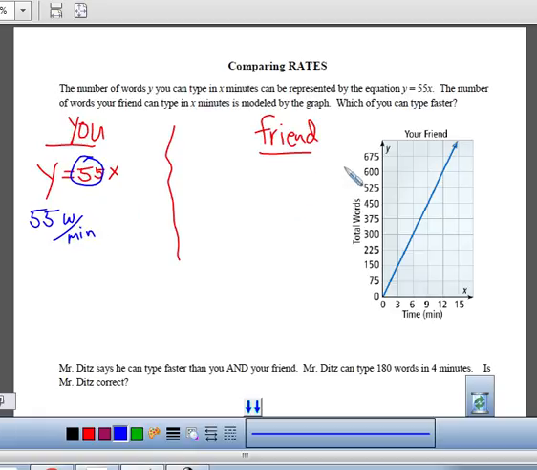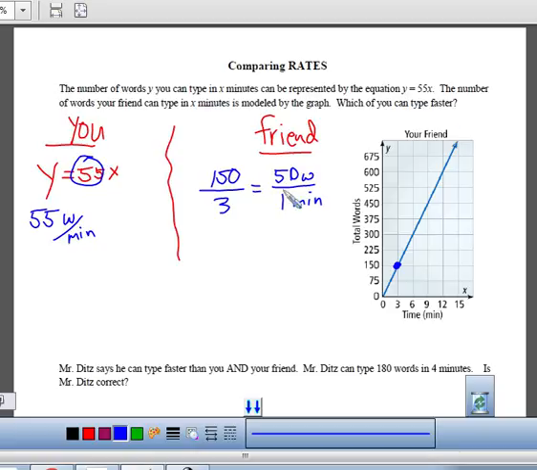Now let's look at your friend. Your friend, we're going to follow this graph here, and I can see there's a point right here. And that point is 150 words in 3 minutes. Well, to be able to compare these two, I have to get this simplified down to something over 1. So 150 divided by 3 is 50 words per 1 minute.